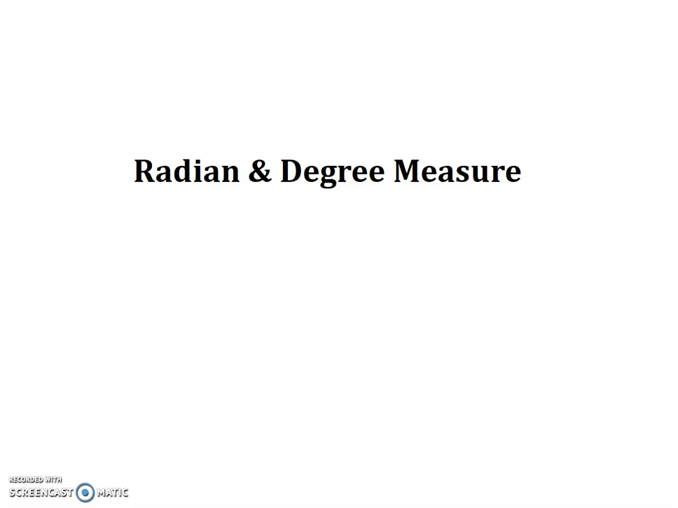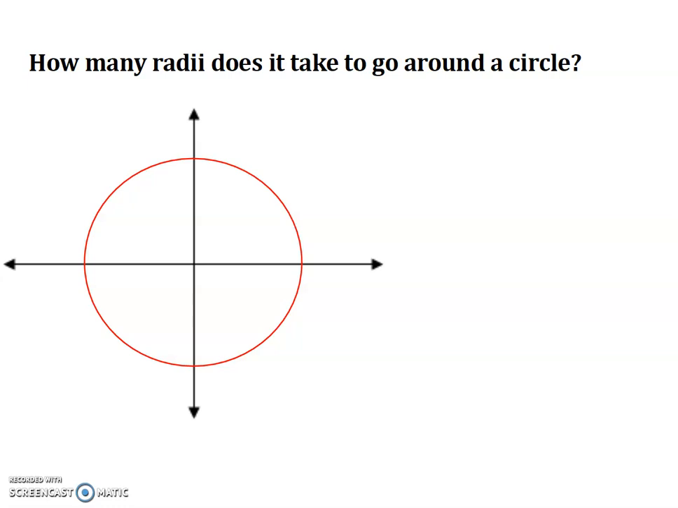Today we're going to look at radian and degree measures. So degrees you're probably pretty familiar with. It's radians that we're going to take a big look at today. So a radian is based off the radius of a circle.